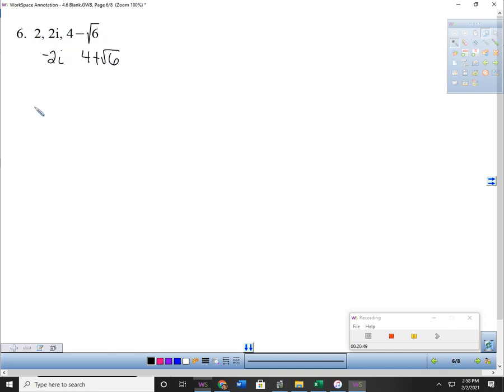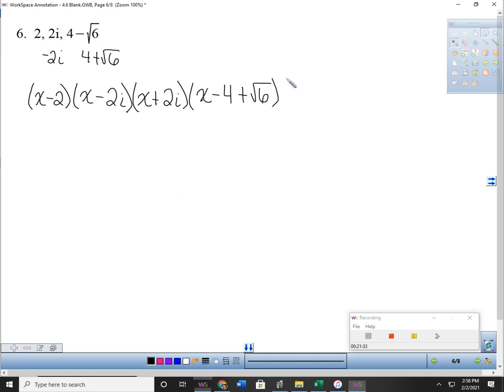All right? So I've got x minus 2. And then for the 2i, I have x minus 2i. For the negative 2i, I've got x plus 2i. For the 4 minus the square root of 6, I have x minus 4 plus the square root of 6. And then for the 4 plus the square root of 6, I have x minus 4 minus the square root of 6.